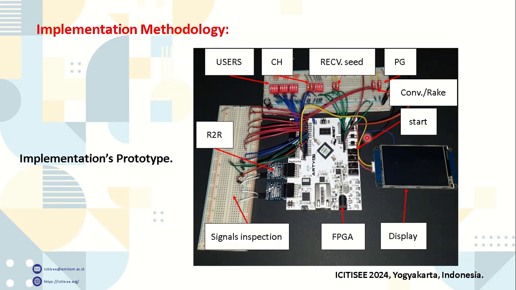This figure shows the implementation's prototype and its main components. Here we can see the FPGA board, the display, the switches to configure the system, and here we can inspect the various signals. And we also have an R-2R digital to analog converter.